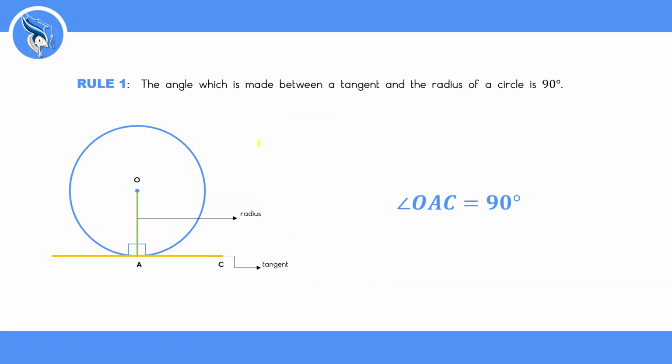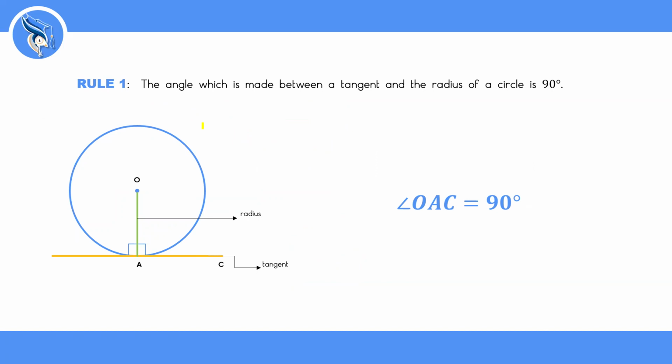So let's look at the first rule. Don't get me wrong, I just listed the rules in a specific order. There is no rule 1, rule 2, rule 3, right? The first rule that we'll be covering today is this one. The angle which is made between a tangent and a radius of a circle is equal to 90 degrees.